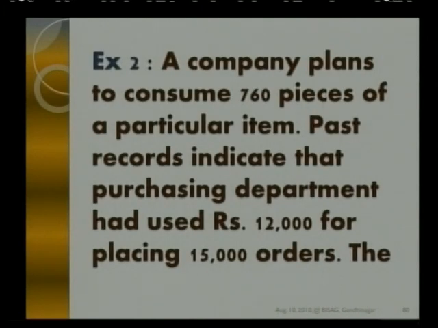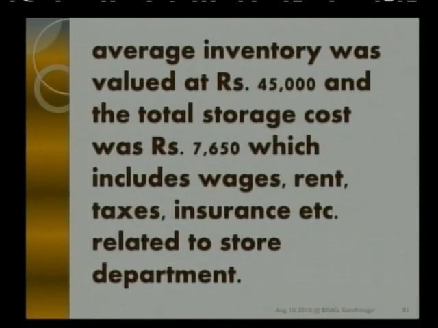Example number 2 that we are taking over here is an example of a company which planned to consume 760 pieces of a particular item. That means our demand is 760 pieces. The past record indicates that the purchasing department has used 12,000 for placing 15,000 orders. The average inventory was valued at 45,000 and the total storage cost was rupees 7,650, which includes wages, rents, taxes, insurance, etc., related to the store department.